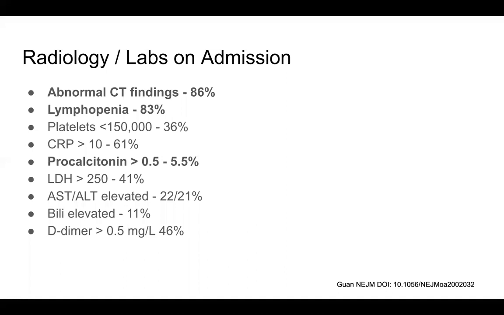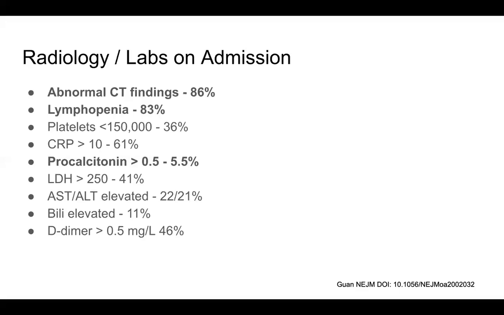This doesn't separate those who end up having more severe presentations from those who don't. But as you can see, the major abnormalities for the vast majority of people include abnormal findings on their CT scans and lymphopenia early on. At the time of admission, an elevated procalcitonin was quite unusual, although even at admission there was elevation in some of the other inflammatory markers, so CRP, LDH, and D-dimer, for instance, as you can see there.